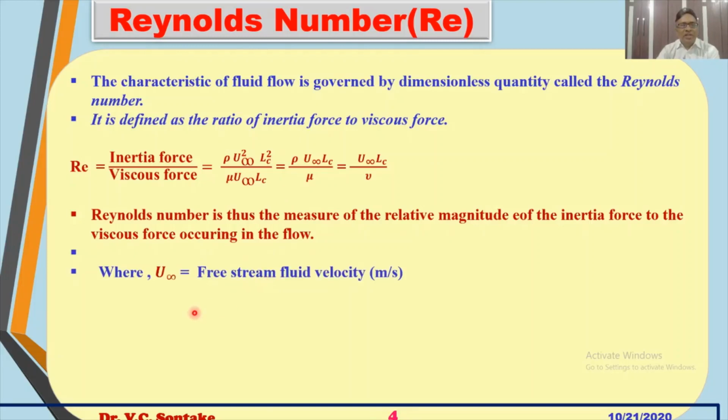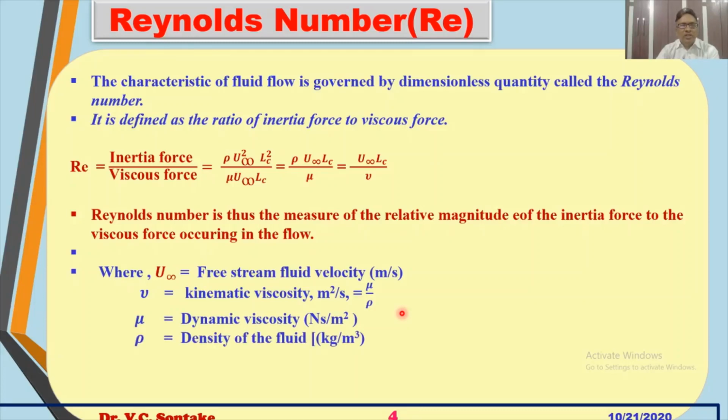In the above equation, as I have explained, u infinity is the free stream fluid velocity in meter per second, and nu is the kinematic viscosity in meter square per second. It is also given as the ratio of mu over rho, that is, dynamic viscosity over density of the fluid. Mu is dynamic viscosity given in Newton second per meter square or Pascal second. Rho is the density of fluid in kg per meter cube.